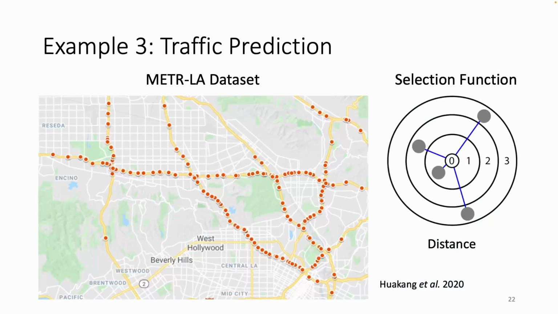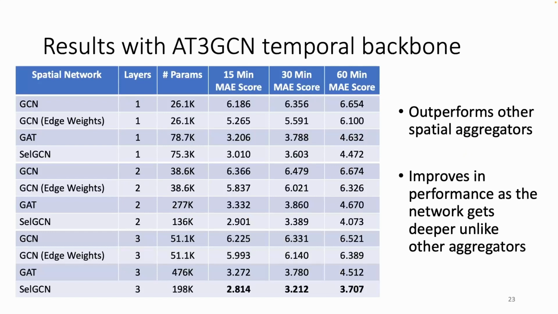Another example we can look at is traffic prediction. We looked at the METR-LA dataset, which has over 200 sensors in the LA area, and records the traffic speeds at various times throughout the day. We used a distance-based selection function that separates target nodes into groups based on how far away they are from the source node, since it is likely that future traffic speed is dependent on how far away cars are currently from a given location. To add selection to this, we decided to use the temporal backbone of AT3 GCN, and then add selection to the spatial aggregator function.